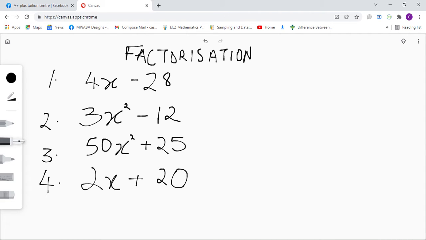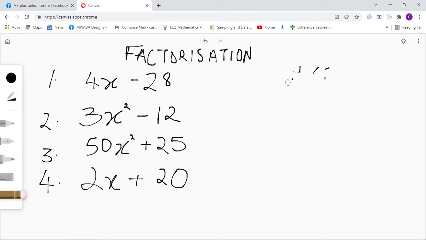So today we're going to be looking at factorization. We're going to be factorizing using the highest common factor, the HCF. Alright, so we've got some examples there. For the first one we've got 4x minus 28. We have to factorize this.